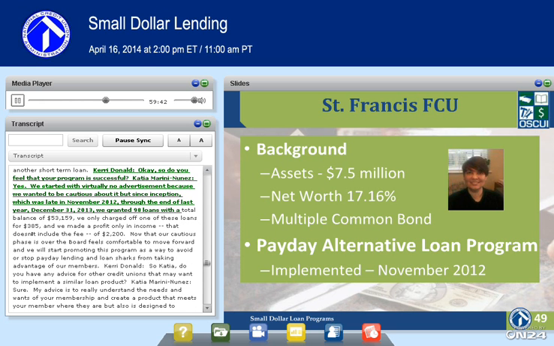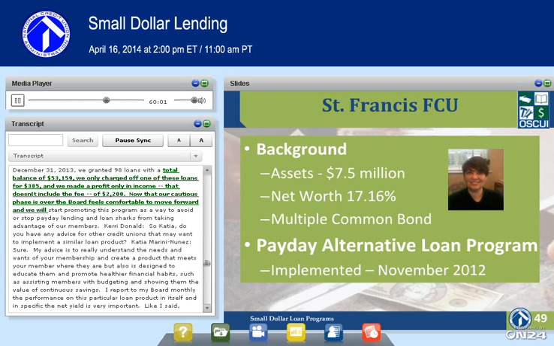Okay, so do you feel that your program is successful? Yes, we started with virtually no advertisement because we wanted to be cautious about it. But since inception, which was late in November 2012, through the end of last year, December 31st, 2013, we granted 98 loans with a total balance of $53,159. We only charged off one of these loans, for $385, and we made a profit, only in income, that doesn't include the fee, of $2,200.